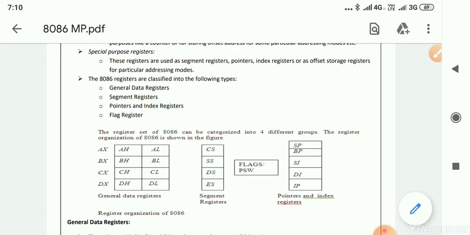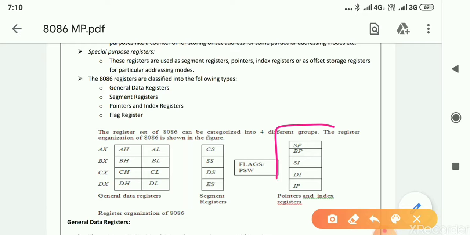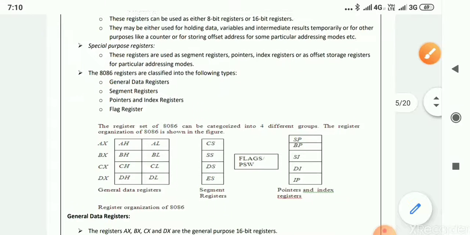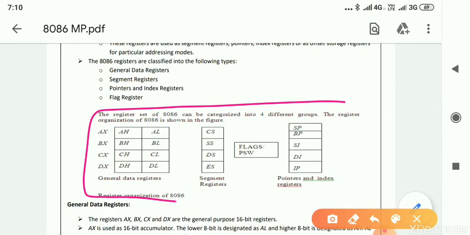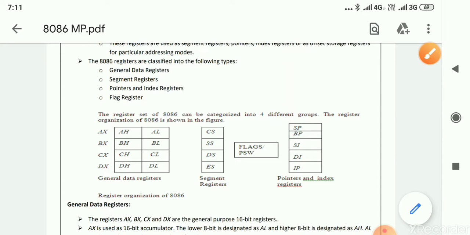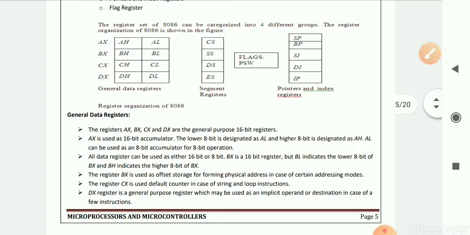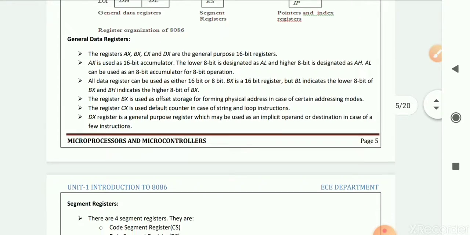Special purpose registers: stack pointer, base pointer, source index, destination index, and instruction pointer. So pointer and index registers are shown here. If you are asked any question related to the register organization in 8086, you need to explain this part. So this is the complete register organization of the 8086 microprocessor. Now explanation is also given here. General data registers, you may study from here.